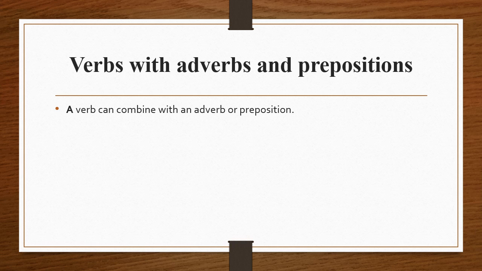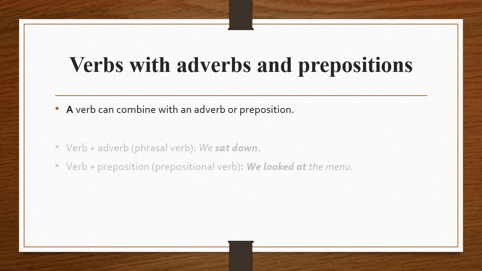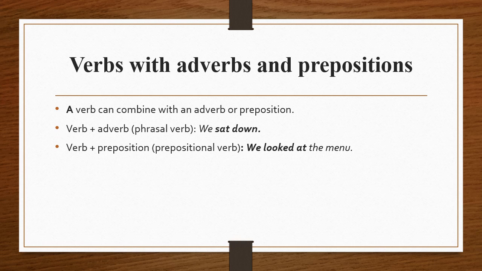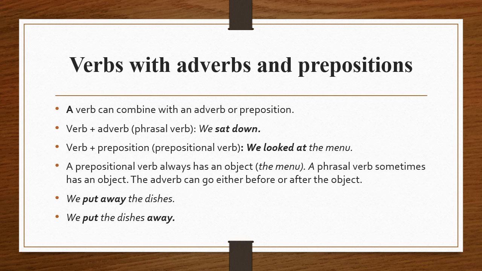Verbs can combine with adverbs or prepositions. When it combines with an adverb, we generally say it's a phrasal verb. We sat down. Verbs can also combine with a preposition. When it combines with a preposition, we generally say it's a prepositional verb. We looked at the menu, where down is an adverb and at is a preposition. Sometimes both of them are also called phrasal verbs in a bigger context.